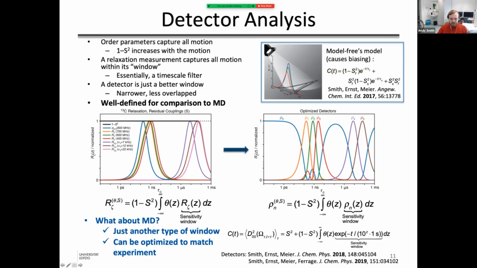Now, the reason this is powerful if you want to work with multiple methods, and particularly with molecular dynamics simulation, is, well, from MD, you can calculate the correlation function itself. And it turns out that if I take a time point in the correlation function from the MD, that's basically just another window. It's a different shaped window, but we can optimize them to match the detector windows we use for our experiments. And so we get a parameter that's very comparable from NMR to MD. And so we'll use that to validate the MD simulations against the experiment.